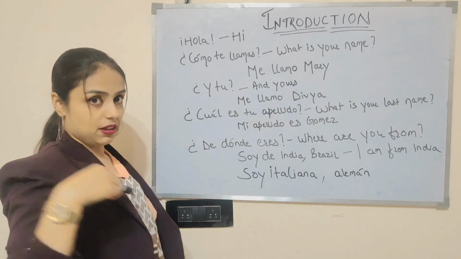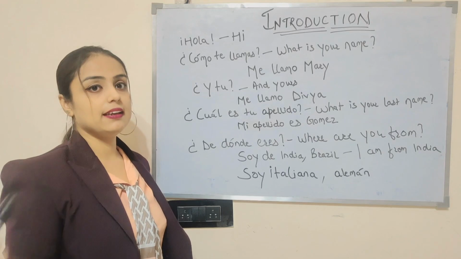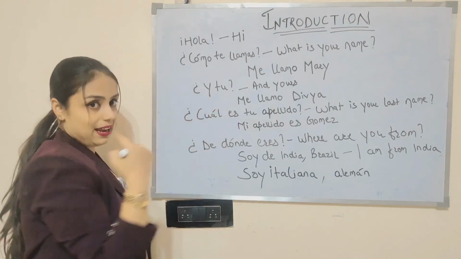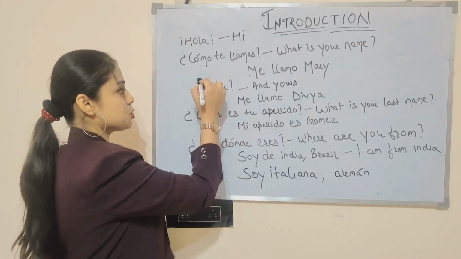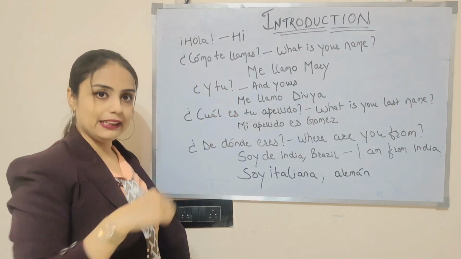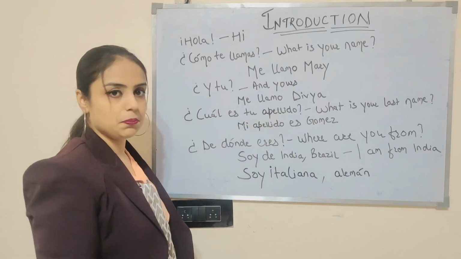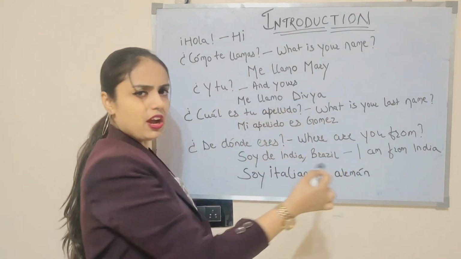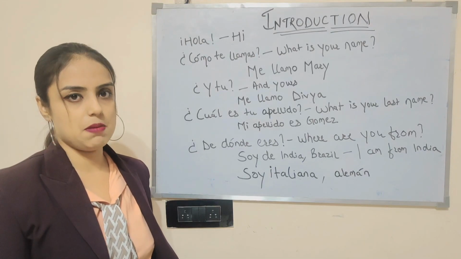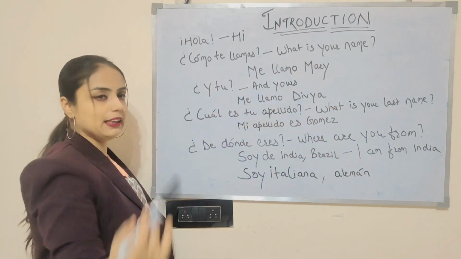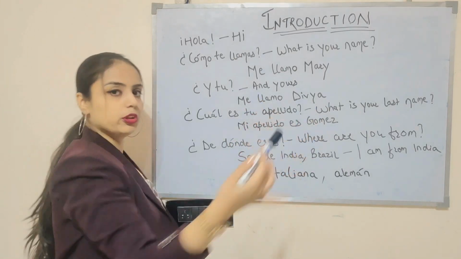Now if the other person asks our name, she will use y tú. I have mentioned in my previous videos as well, this Y we pronounce as E. So y tú means and yours, meaning what is your name. Then in return we will say me llamo Divya, or whatever the person's name is. Okay. So Cómo te llamas, what is your name? Me llamo Mary. Y tú, and yours? Me llamo Divya.